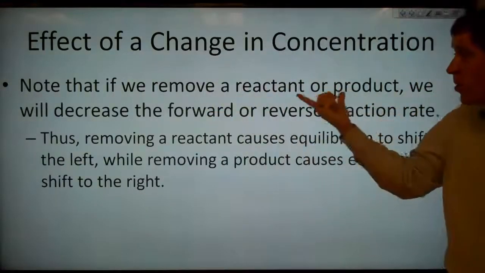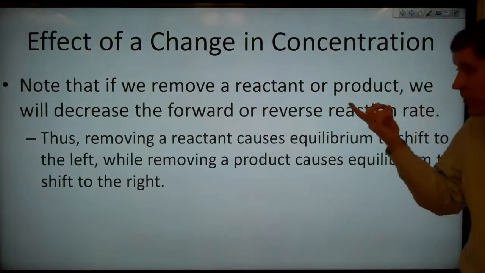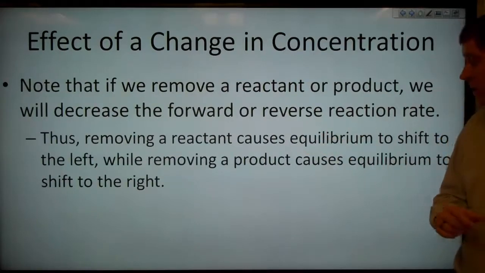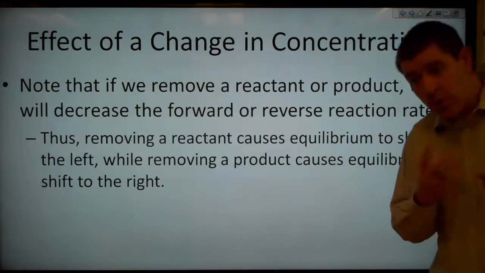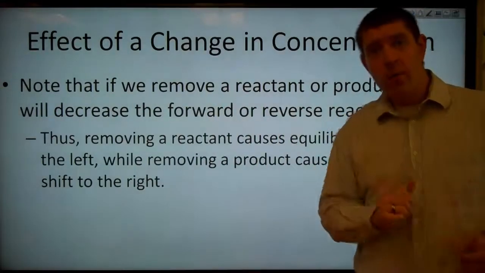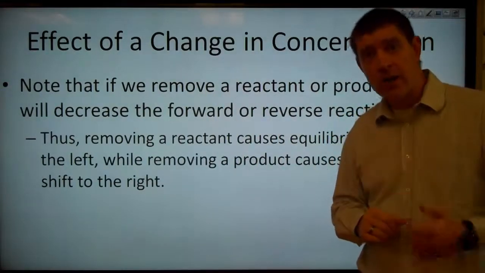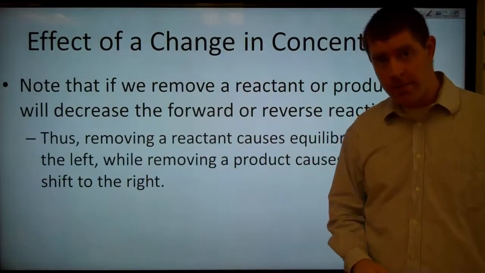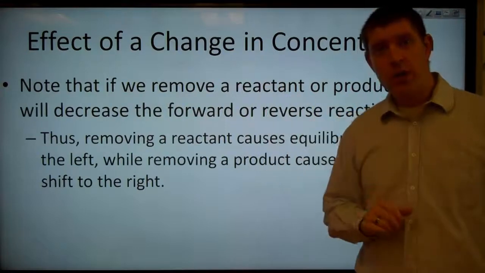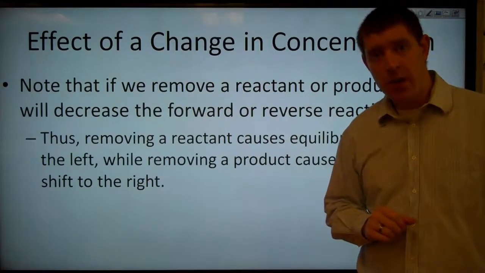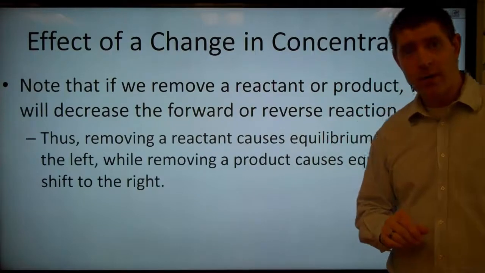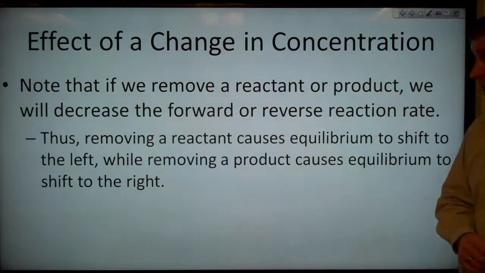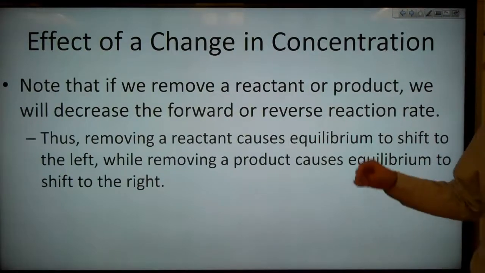So note that if we remove a reactant or product, we will decrease the forward or reverse reaction rate. Removing a reactant causes equilibrium to shift to the left, because as we remove the reactant, we're lowering the forward reaction rate. The reverse reaction rate, at least initially, is the same, and that means that over time we're producing more of our reactant again, until we've reduced our product concentration some and produced a little bit more of our reactants. So again, removing a reactant causes equilibrium to shift to the left, while removing a product causes equilibrium to shift to the right.